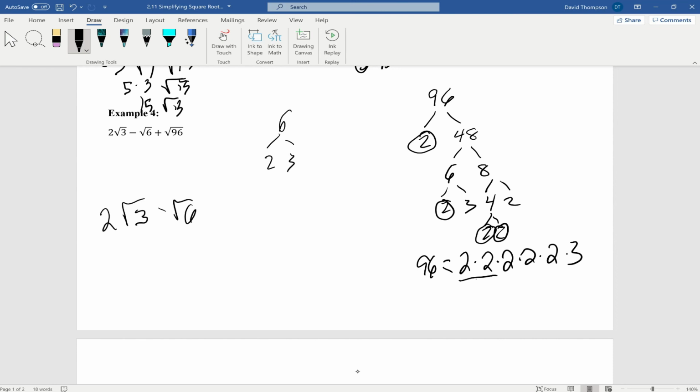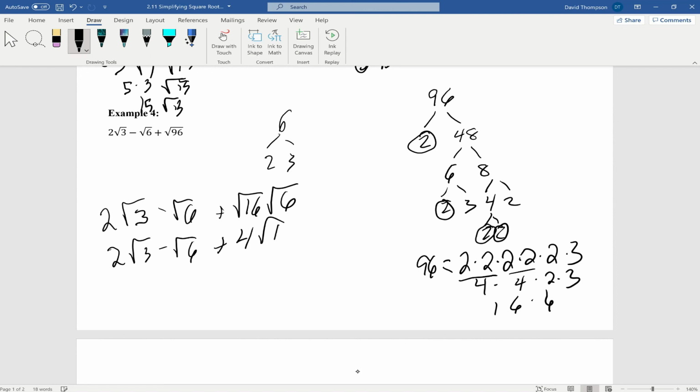2 times 2 is 4, 2 times 2 is 4, times 2 times 3. So we get 16 times 6. So we can rewrite the square root of 96 as the square root of 16 times the square root of 6. So we have 2 root 3 minus the square root of 6 plus 4 root 6. Now we just combine our like terms. We have 2 root 3, which we can't do anything with, but we have negative root 6 and positive 4 root 6. So our final answer will be 2 root 3 plus 3 root 6. And we are done.